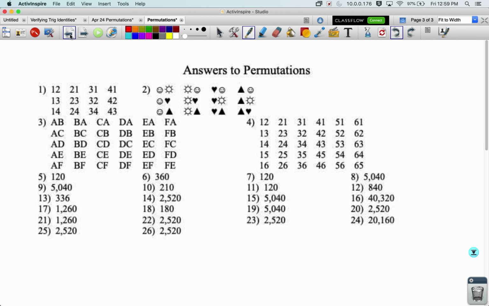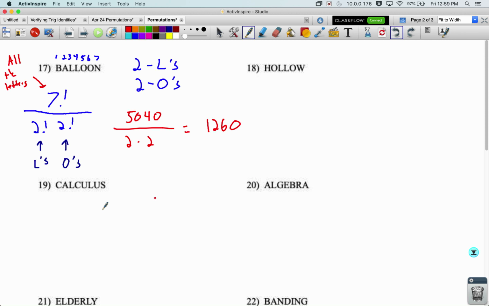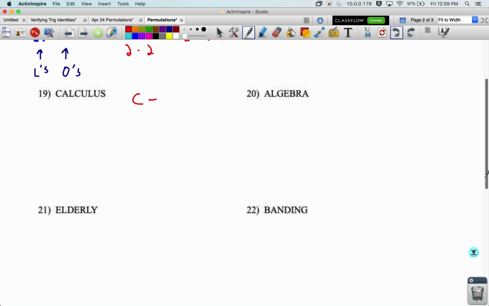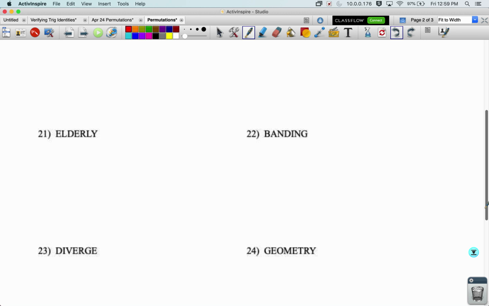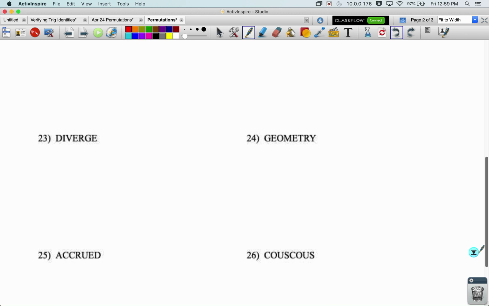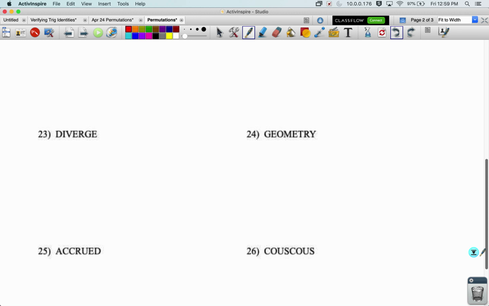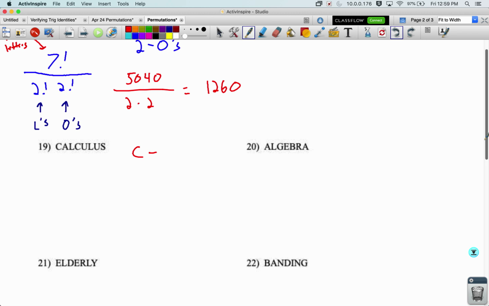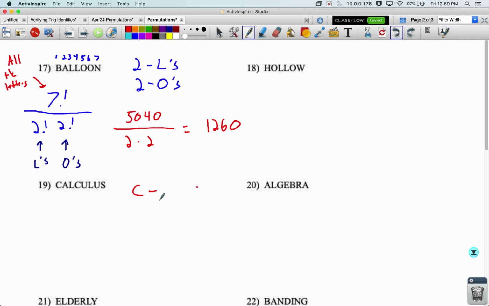1,260. Let's look for one that's got maybe a triple letter, like calculus. How many C's do we have? We have 2 C's. Actually, is there a triple letter? 2 C's, 2 L's, 2 U's. Nope, no triple letter. I want a triple letter. Elderly, no. Banding. Diverge, geometry. Accrued. Couscous got a lot of double letters, but no triple letters. Okay, we'll do calculus, then I'll explain one that's got a triple letter.